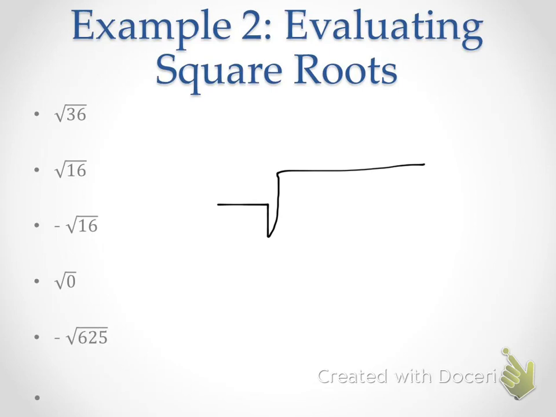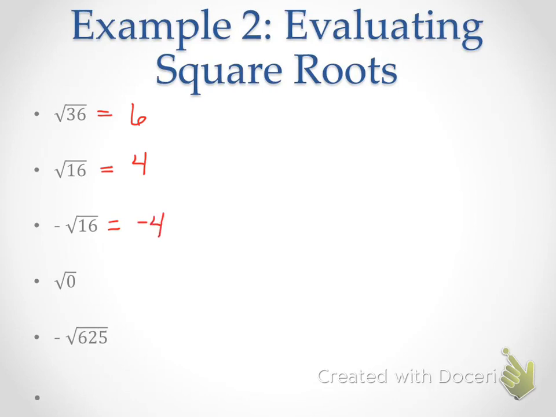Okay, so this is different from example 1 by just saying find the square root of 81. Here, it gives me a radical. Since I have a radical, I know in the first one that I'm taking the positive square root. Square root of 36 is what, class? 6. It's 6. Square root of 16 is? 4. Square root of negative 16? Negative 4. That's how I know I'm taking the negative square root.